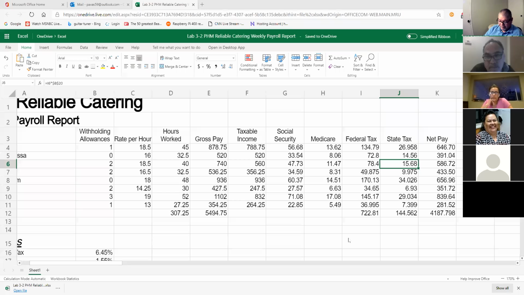Let's continue. So we left off on 14, the net pay. We're now ready to continue into 15.